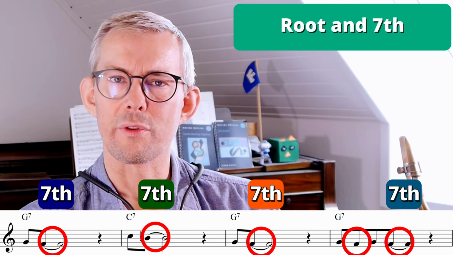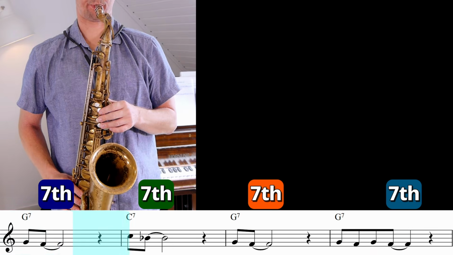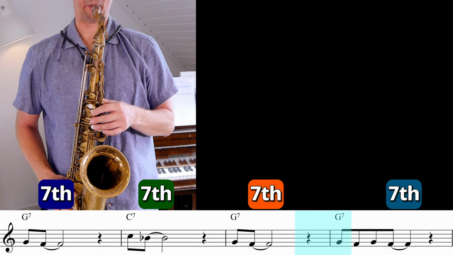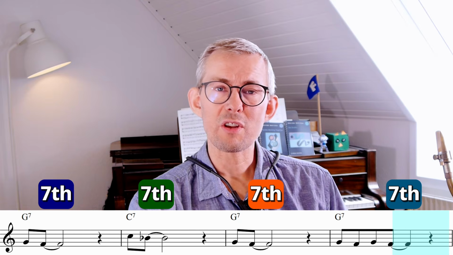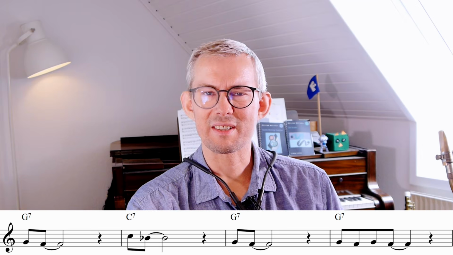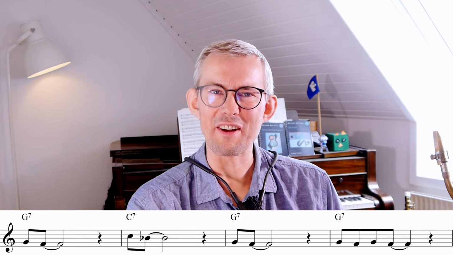Add the 7th to the root. So when you're playing down from the root to the 7th, try do this in the whole blues form, because exactly this pattern sounds very bluesy.